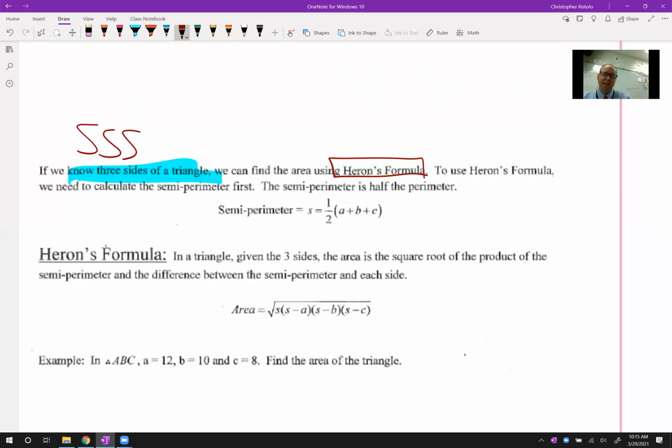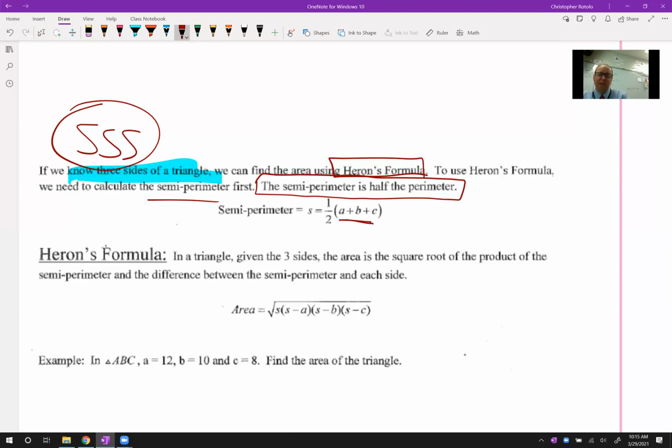We're going to get there, but to use it, we also have to identify what in the world is a semi-perimeter. So we have to find that first. So what is it? The semi-perimeter is half the perimeter. Okay, now keep in mind we started with 3 sides, right? So if I just add those sides up, that's what you see here, and take half of it.